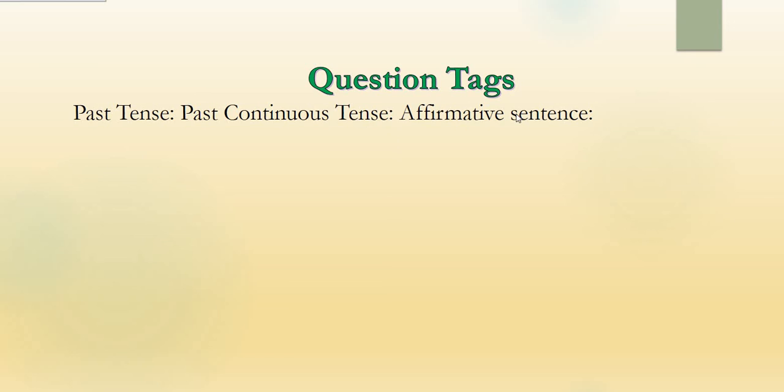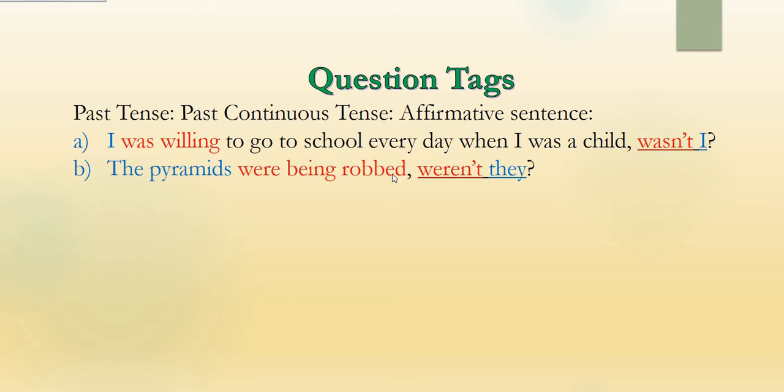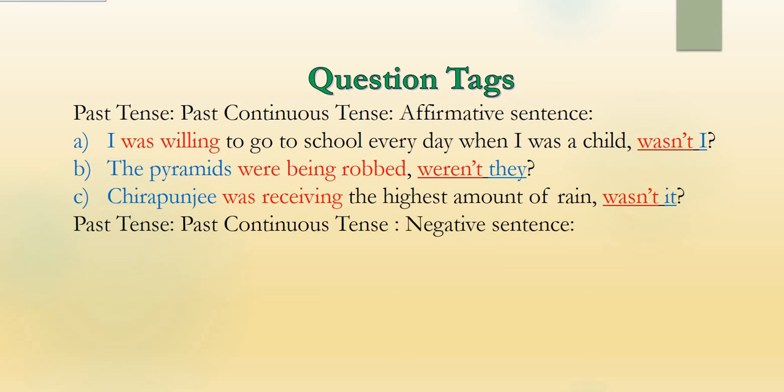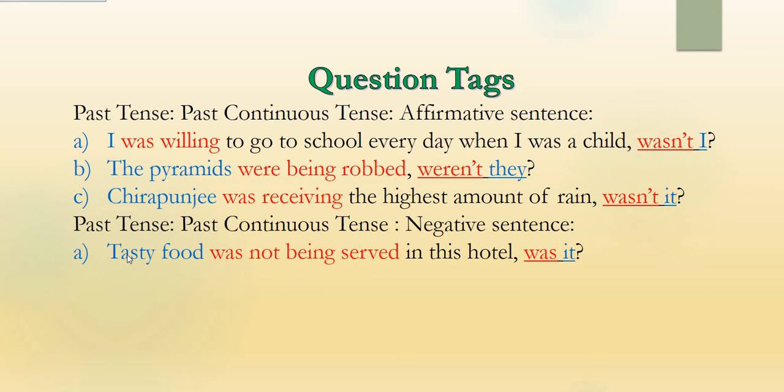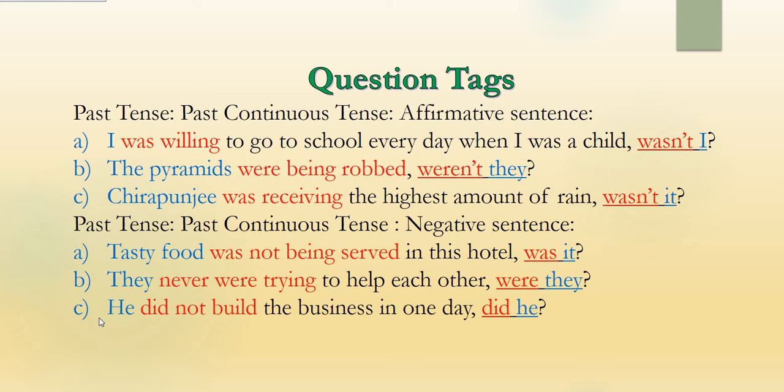Past continuous tense, affirmative. I was willing to go to school every day when I was a child. Wasn't I? The pyramids were being robbed. Weren't they? Chirapunji was receiving the highest amount of rain. Wasn't it? Now past continuous tense, negative forms. Tasty food was not being served in this hotel. Was it? Tasty food is a singular and it is a thing. They never were trying to help each other. Were they? Omit never.